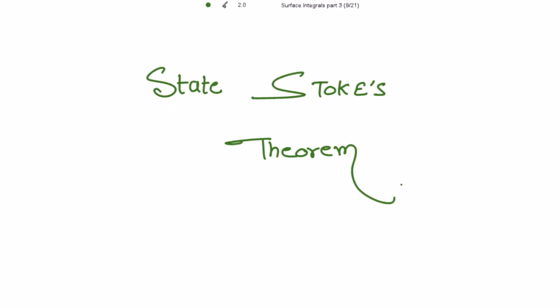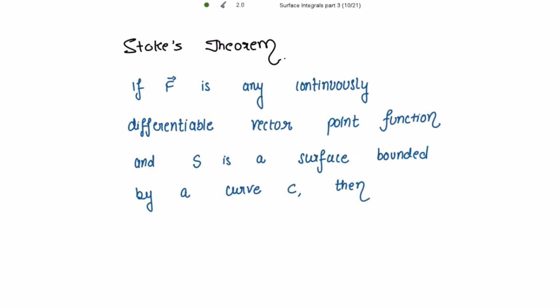We are going to state the Stokes theorem, and also we are going to recall all those results which are used in the proof of the Stokes theorem. So the statement is, if f vector is any continuously differentiable vector point function and S is a surface bounded by a curve C, then the integral over the curve C of the dot product of f vector with dr vector is equal to the surface integral of curl of f vector, its dot product with n vector ds, right?